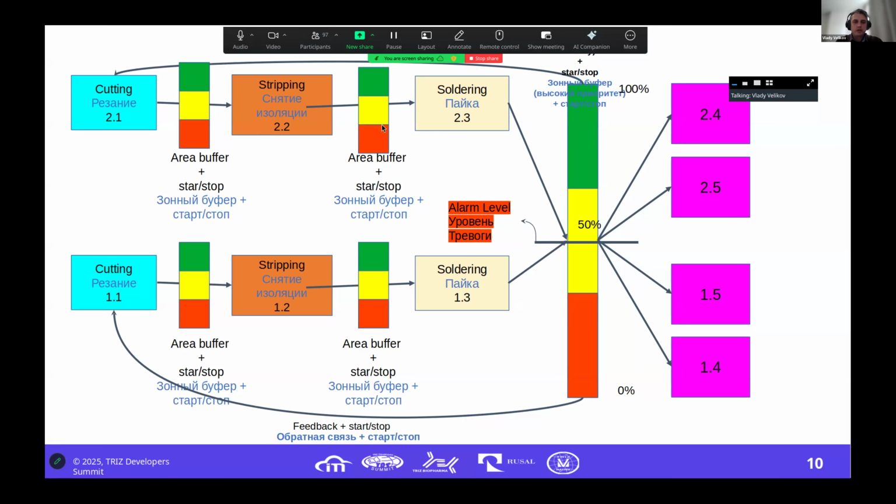After that, we create a second area buffer with a start and stop mechanism. And the two lines, you see that there is no red line here. So they work together. We have synergy. Both lines started to feed the same area. Again, we have an area buffer, but one for both lines.